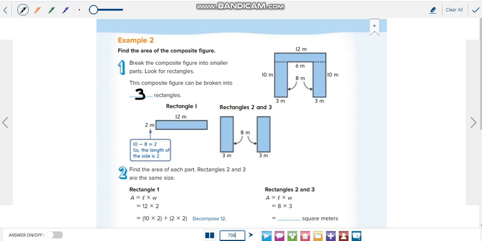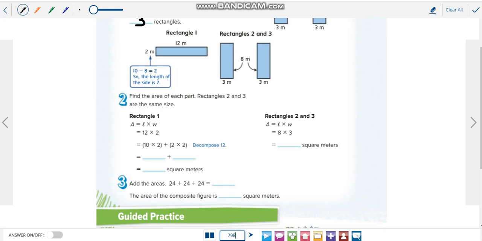How did we find it was 8? Because here it is telling me that this side is 8. That's why I took 10 minus 8 equals 2. Okay, so now rectangles 2 and 3 are very similar. They have the same factors. Okay, so now let's get into finding the area.